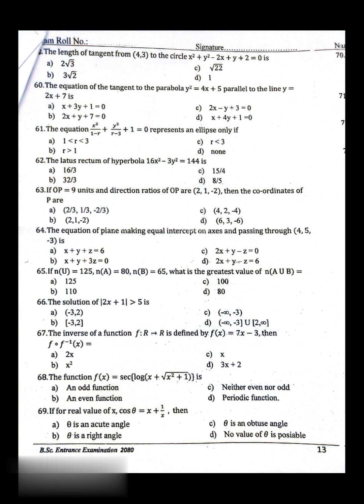62. The latus rectum of hyperbola 16x square minus 3y square equal to 144 is: A, 16 upon 3; B, 32 upon 3; C, 15 upon 4; D, 8 upon 5.